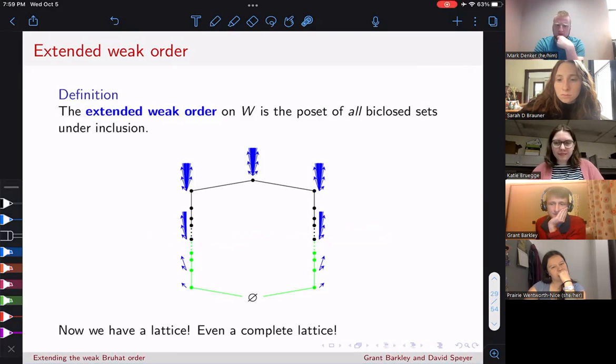Any other questions? I don't know if you already addressed it, but there was a link posted in the chat to what appears to be a FPSAC paper. Yes, that is my FPSAC extended abstract where you can find the proof of the lattice property.